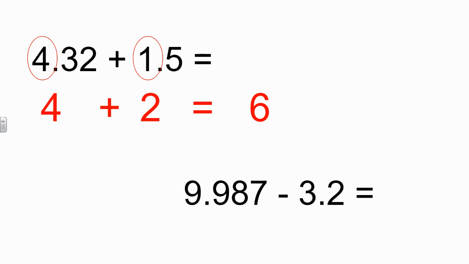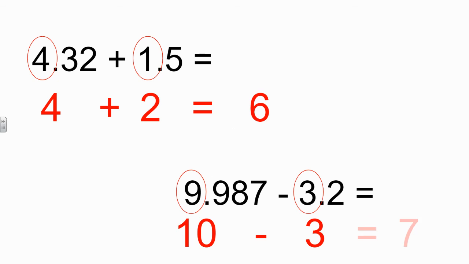So again, if you had a problem like this, rounding each one to the nearest whole number, this number rounds to about 10. This number rounds to about 3. This is a subtraction problem, so I need to make sure I subtract in my estimate as well. And 10 minus 3 is about 7.